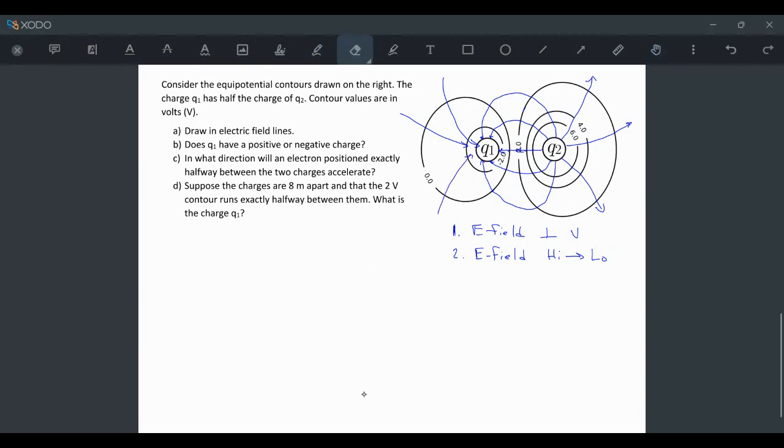Oops, I'm getting really sloppy. These are not perpendicular. Something like that. And we could add a couple arrows in really to label well where the lines are coming and going to. So those are our electric field lines.